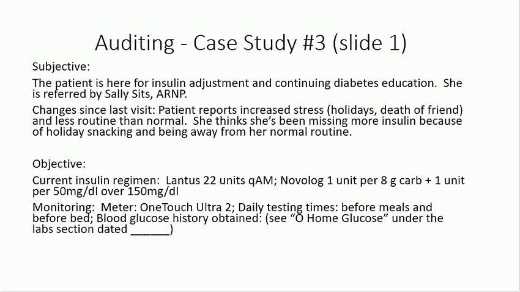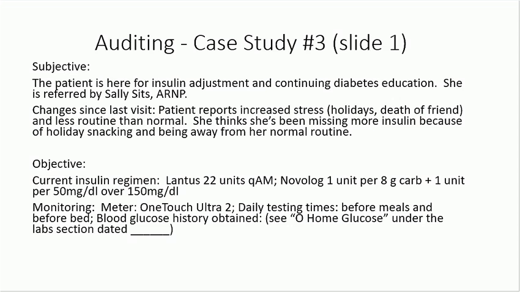Case 3 is a patient being seen for insulin adjustment and continuing diabetes education. She is referred by Sally Sitz, ARNP. The patient reports increased stress due to holidays and the death of a friend, and less routine than normal. She thinks she's been missing more insulin because of holiday snacking and being away from her normal routine.